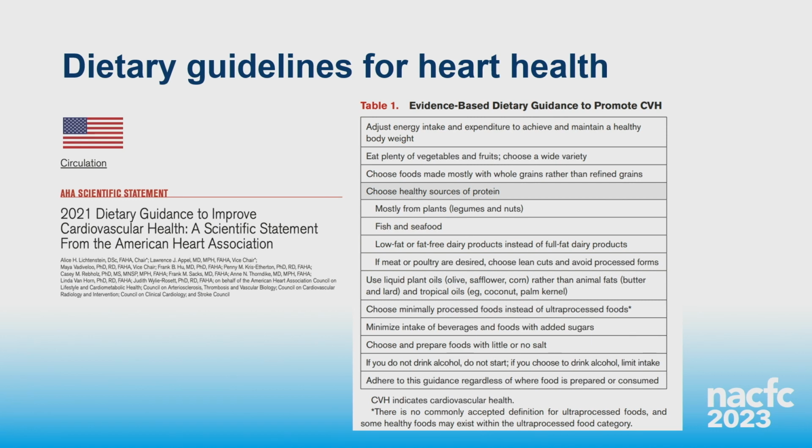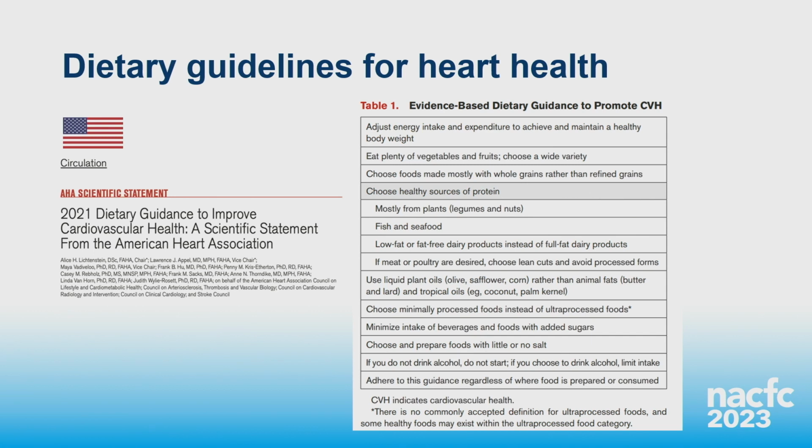Adjust energy intake and expenditure to achieve and maintain a healthy body weight. Eat lots of fruits and vegetables. Choose mostly whole grains. Have healthy sources of protein, mostly from plants, and fish and seafood. If you're having dairy, low fat or fat-free. Use liquid plant oils instead of solid oils and tropical oils. Minimally processed foods should be chosen.